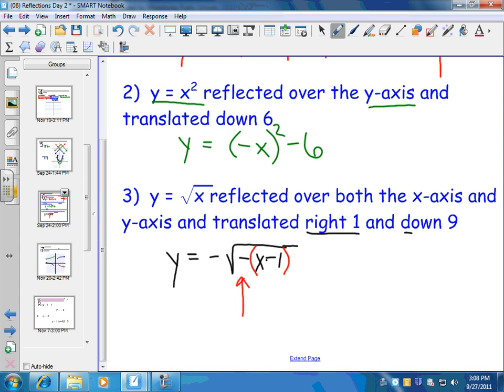The last part is I need to move it down 9, so that's going to be on the outside of the square root right there. Okay.